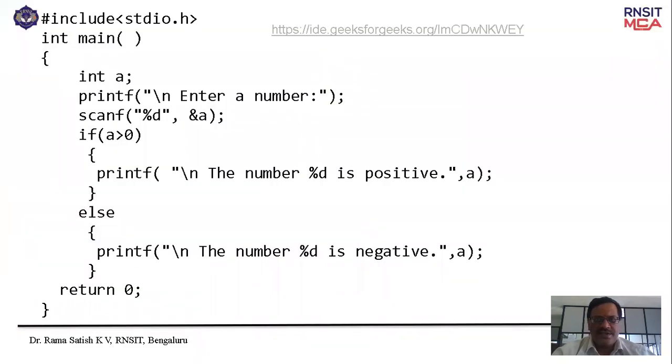So that is the thing. Now, after understanding this particular statement, if a value is more than 0, then it is positive, or else it is negative. So here itself you will have a branch.